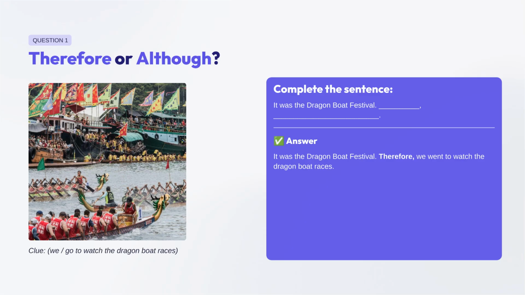Look at question 1. Using the clue, we go to watch the dragon boat races, should we use therefore or although? The sentence starts, it was the dragon boat festival. Because going to watch the races is the direct result of the festival, our complete answer is, it was the dragon boat festival. Therefore, we went to watch the dragon boat races.